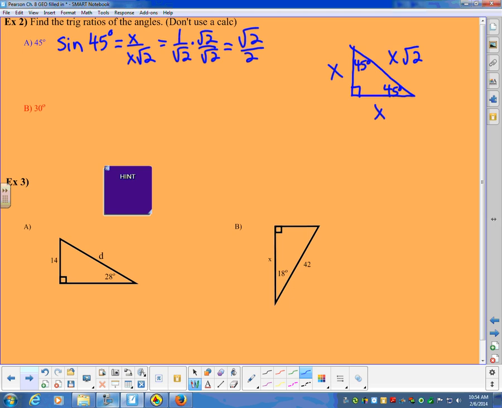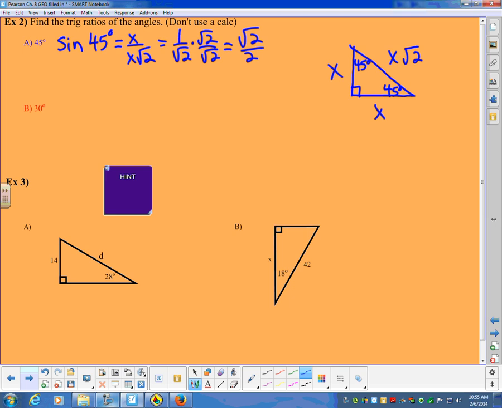So in a 45-45-90, the sine ratio of that 45-degree angle is always going to be root 2 over 2. This is something you'll use in trigonometry. All the multiples of 45-degree angles are 45, 90, 135. You got another 45 here at 180. When you study trigonometry, you'll be expected to memorize all those multiples of 45.